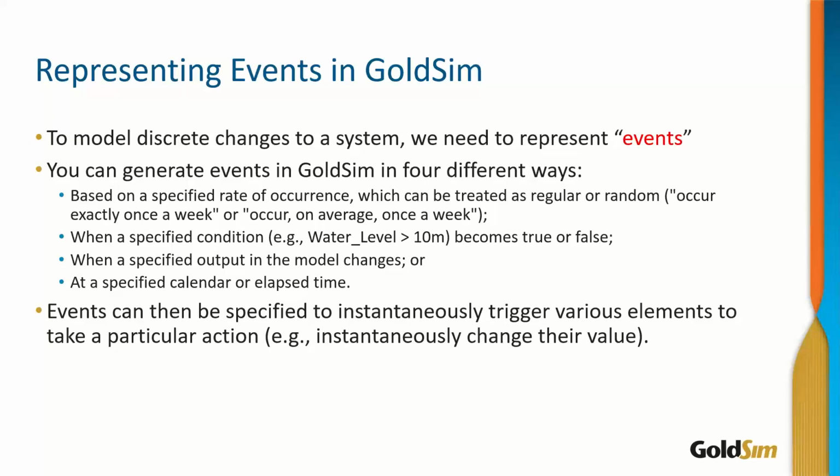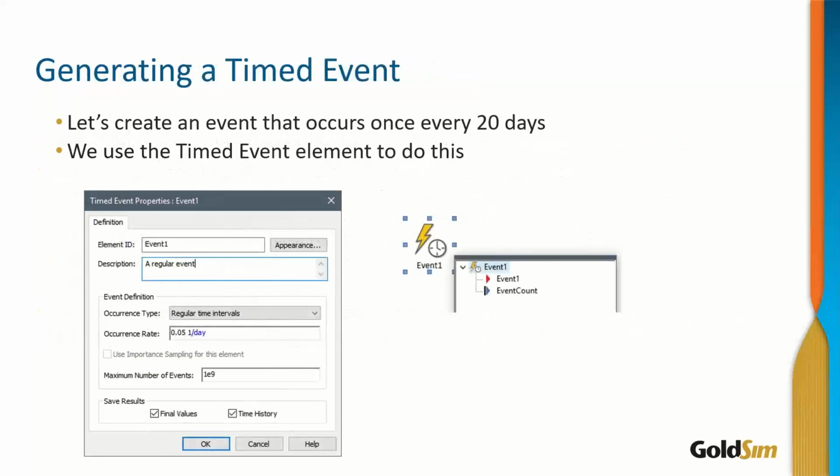So we can put a specific time on when an event would occur. The reason we're triggering events is, when an event occurs, let's say when a water level exceeds a certain value, we care about events because we want them to trigger some other element in your model to take a particular action, to instantaneously change its value, for example. So let's just talk about some of these events, and we'll start to look at some models.